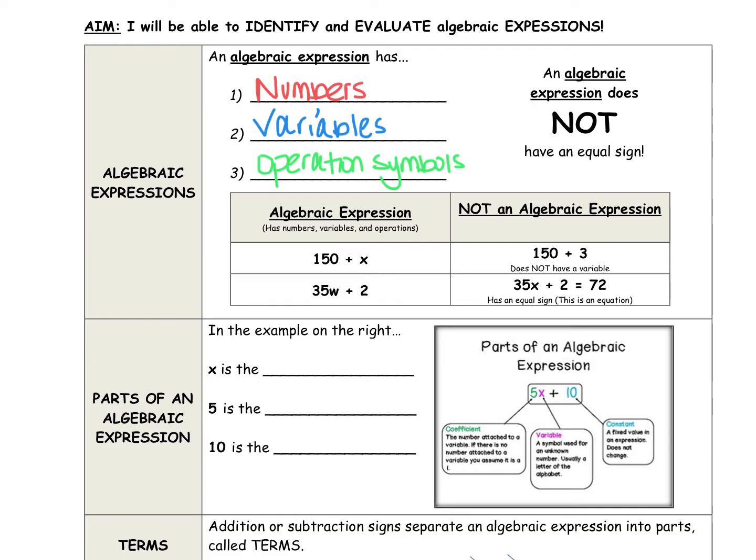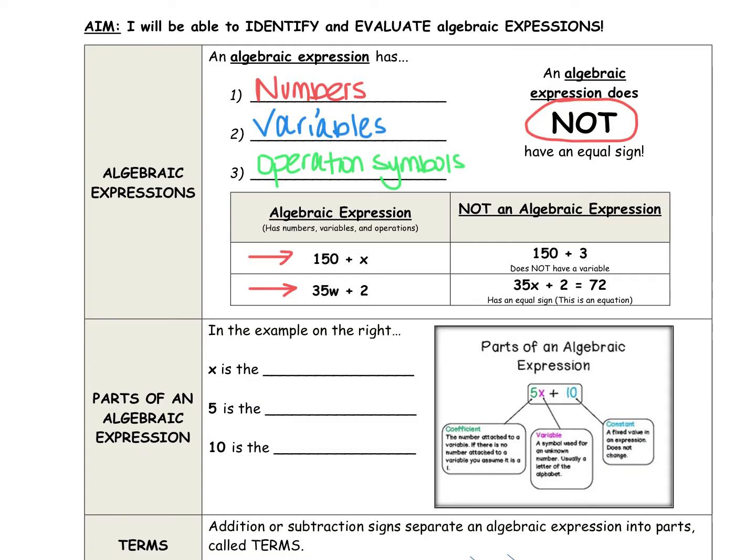Pause the video and write down the three things that an algebraic expression has. Let's explore a little more about what algebraic expressions are. In the chart, you see that 150 plus x and 35w plus 2 are considered algebraic expressions. That's because each of them has numbers, variables, and operations. We'll talk a little bit more about what a variable is in a few minutes.